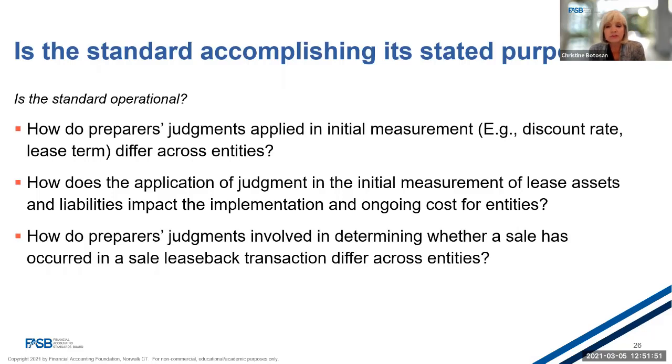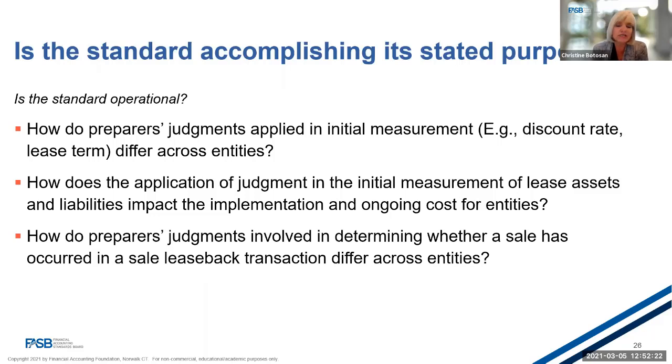We are also interested in understanding how entities select their discount rates and their lease terms and make those judgments in determining whether a sale has occurred in a sale leaseback transaction. Does the application of judgment differ across entities in systematic ways? And how does the application of judgment in those areas impact the implementation and ongoing costs of complying with the standard or the auditability of the standard?